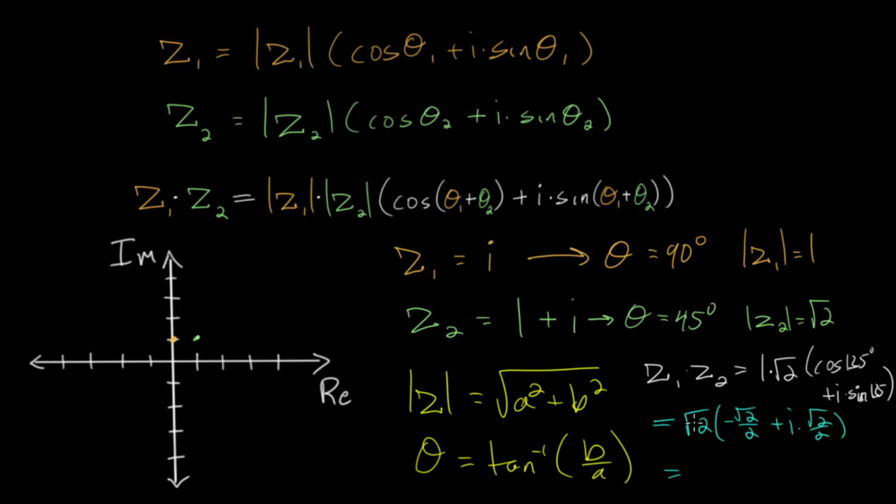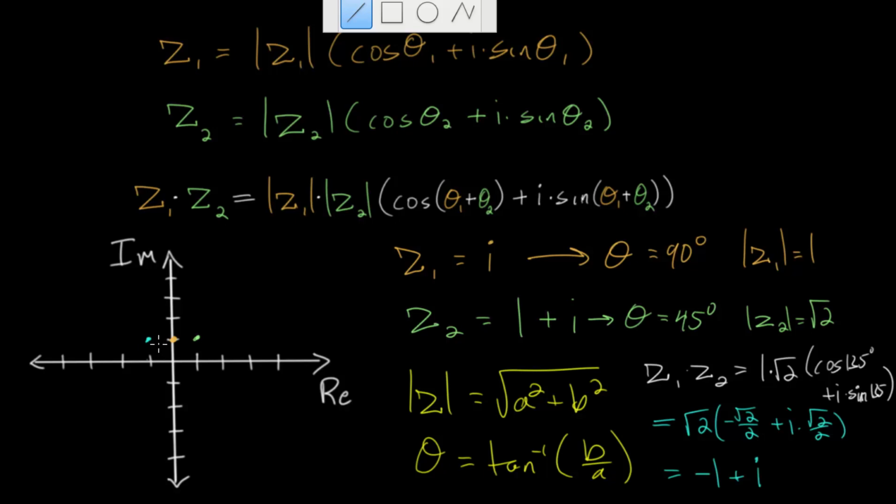And distributing this square root of 2, when we multiply root 2 by root 2, we just get back 2. So for the first term, when we distribute, we would get minus 2 over 2, which is negative 1. And for the second term, we would get 2 over 2, which is positive 1, meaning we have minus 1 plus i, which we can graph right here.